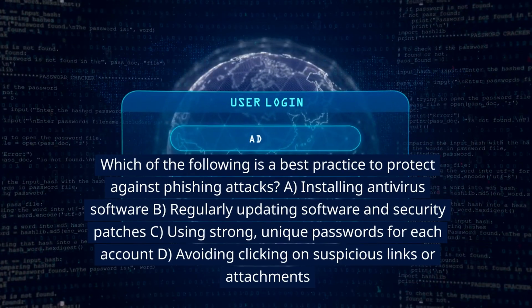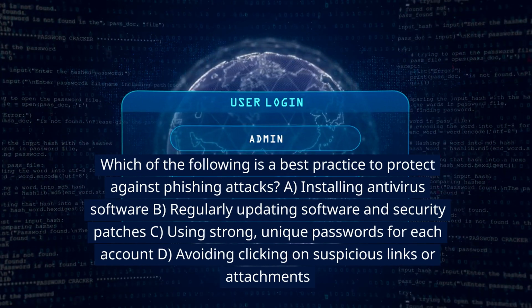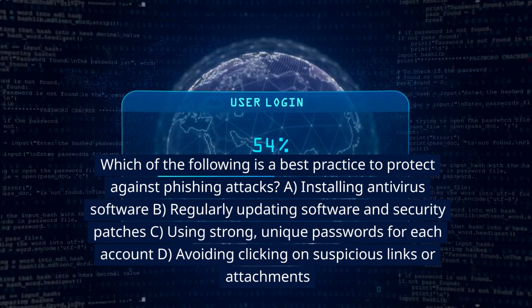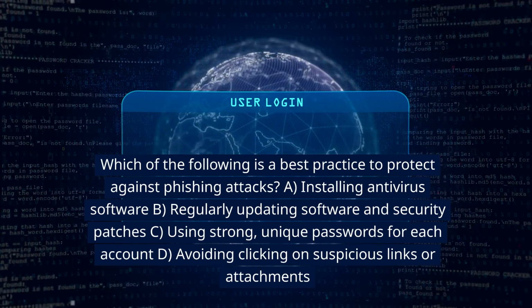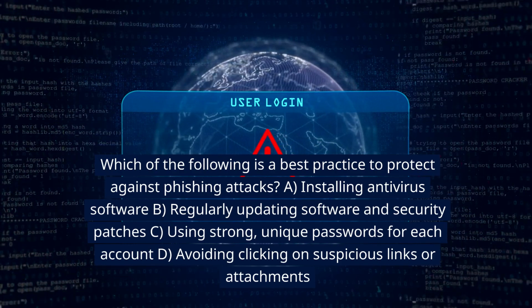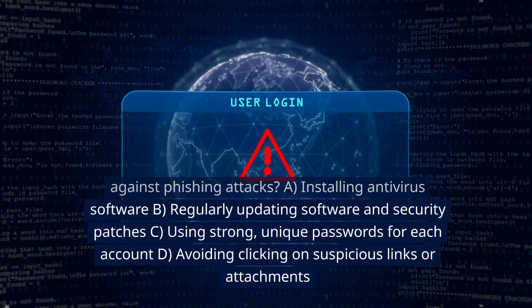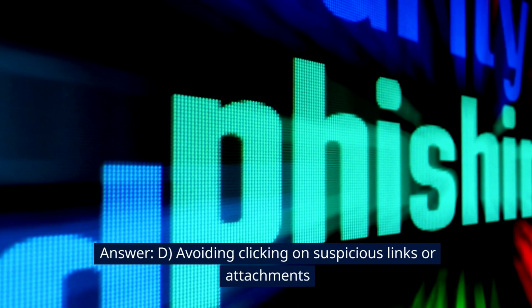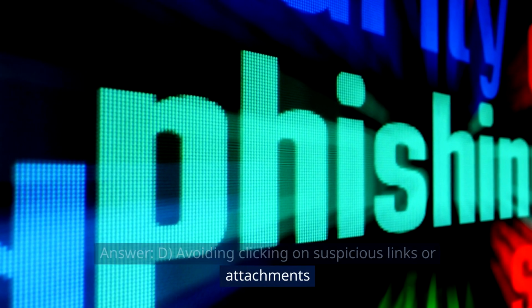Which of the following is a best practice to protect against phishing attacks? A. Installing antivirus software. B. Regularly updating software and security patches. C. Using strong, unique passwords for each account. D. Avoiding clicking on suspicious links or attachments. Answer: D. Avoiding clicking on suspicious links or attachments.